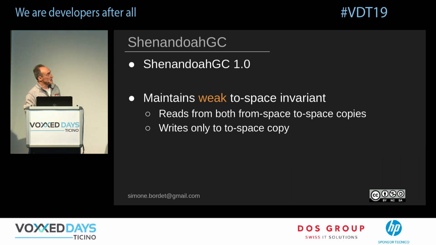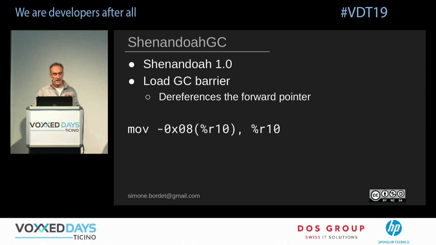Well, I want to be able to maintain this invariant where I can read from both the from-space and to-space copies, but I also want to be able to write to the to-space copy. This is because I never want to write on the from-space copy, because as we saw at the very beginning, if we then move the pointer, we have lost the write, okay? And so the trick that Shenandoah uses in this case is to employ a load barrier that contains the information of where the actual copy is that I need to operate on, right? And so this is maintained by the forward pointer that is at the very beginning.